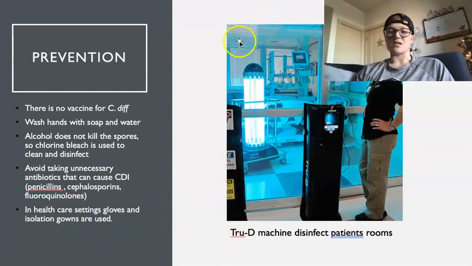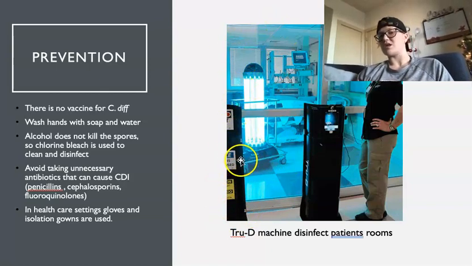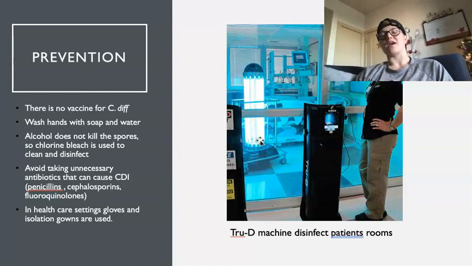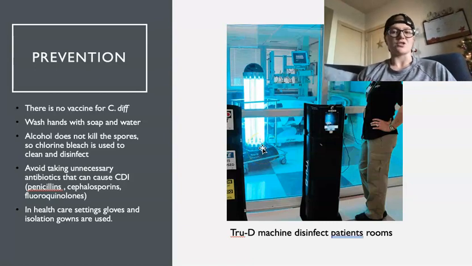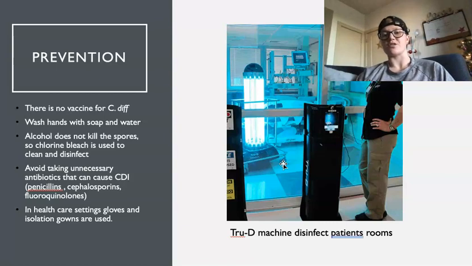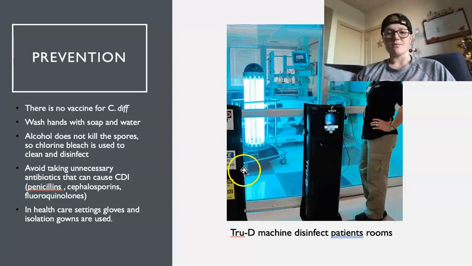When I was volunteering at a hospital, I saw this machine that can disinfect a room after a C. diff patient has been isolated and treated. It's a Trudy machine that uses UVC light to destroy the DNA of deadly pathogens. So if a C. diff patient comes and is treated and isolated, after they leave, this machine disinfects the whole room and kills all the spores.